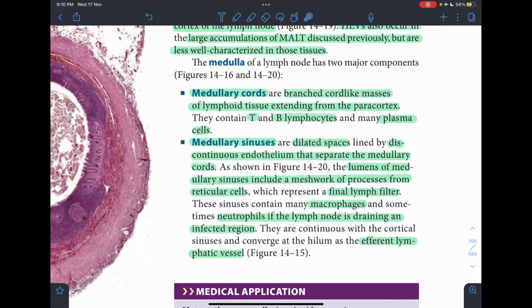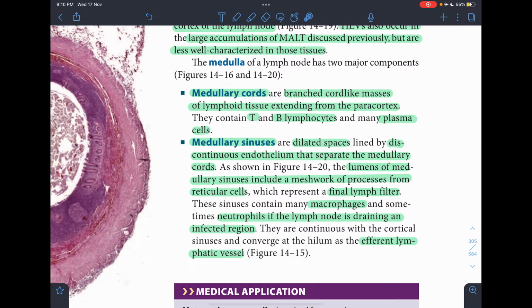So, quick recap, the medulla has two major components. First, the medullary cords, which extend from the paracortex. They are branched cord-like masses of lymphoid tissue and they contain T and B lymphocytes and plasma cells. Medullary sinuses are dilated spaces lined by discontinuous endothelium that separates the medullary cords. The lumen of medullary sinuses includes a meshwork of processes from the reticular cells, and they represent a final lymph filter before the lymph leaves the lymph node.